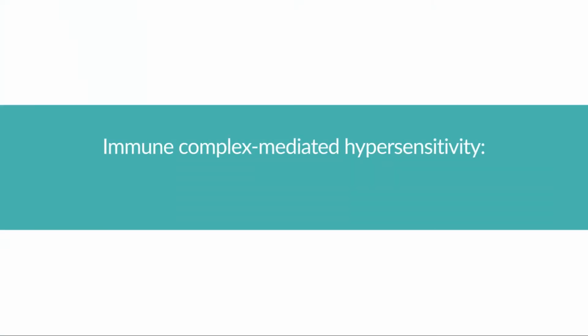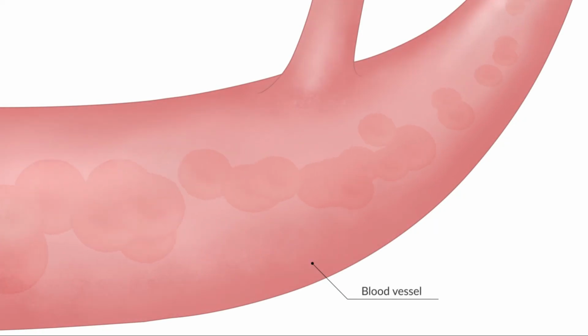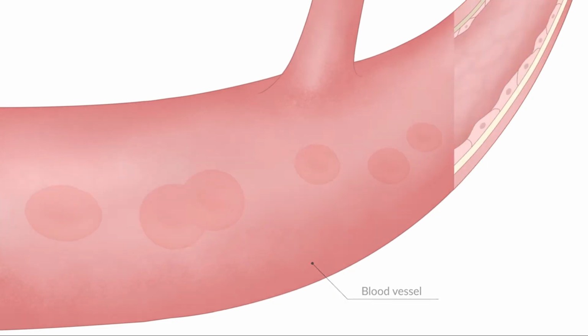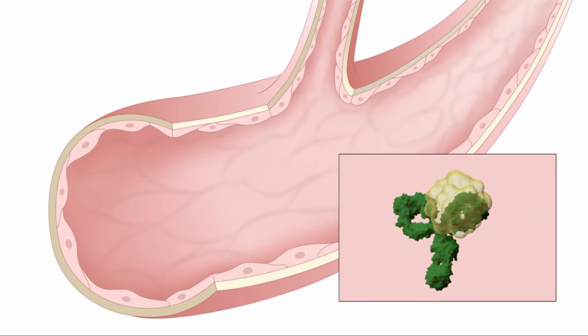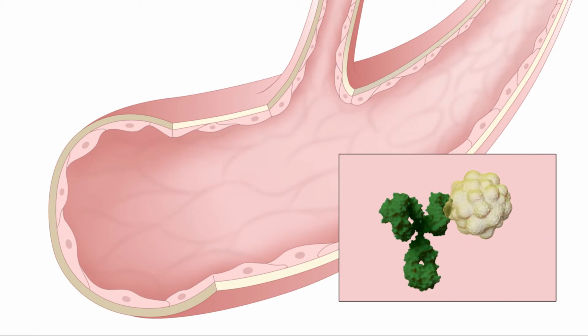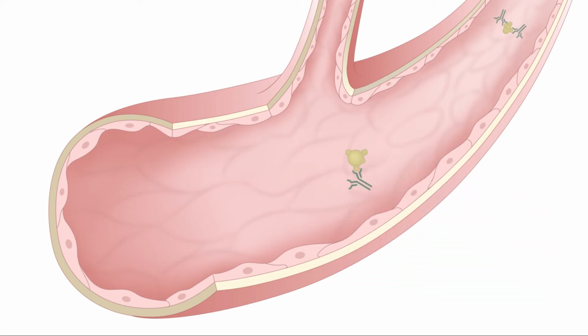Immune complex-mediated hypersensitivity, type 3 hypersensitivity reactions. A type 3 hypersensitivity reaction is caused by immune complexes, which consist of antibodies bound to antigens. Antigens and the resulting immune complexes float freely in the blood.